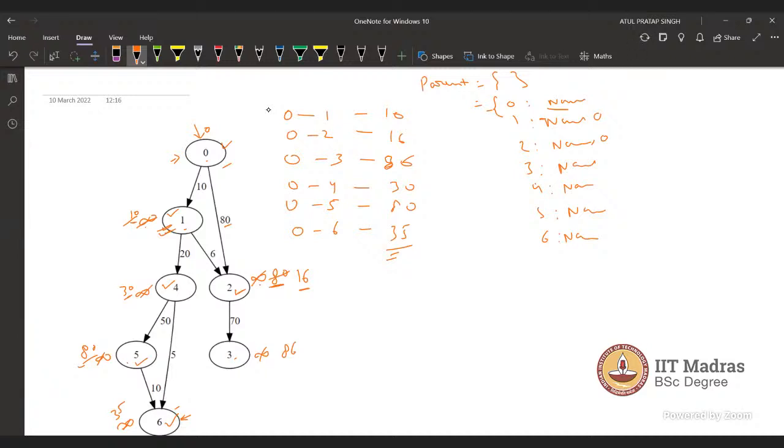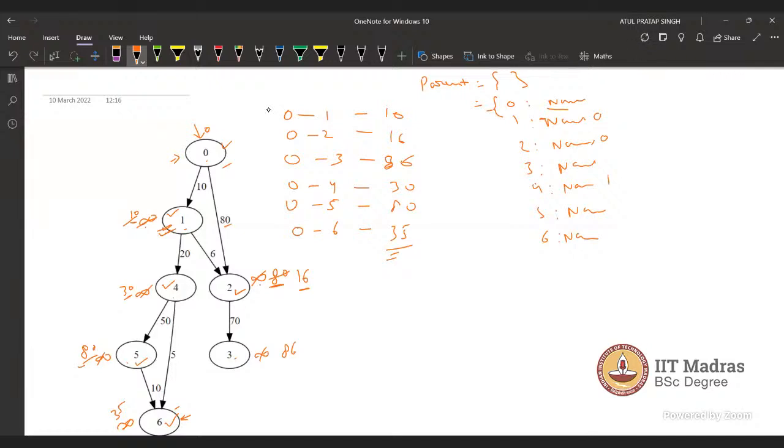So for 4, we are getting 30. Initially, it was infinite. So we are updating the weight because we are getting the lesser weight. So we will contain the information for 4. We are getting 30 from one node, so this one is the parent for the node. So we will update this here, 1.